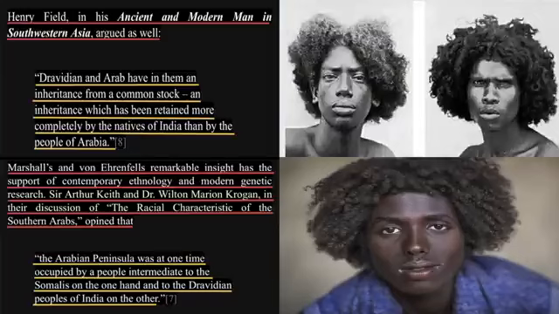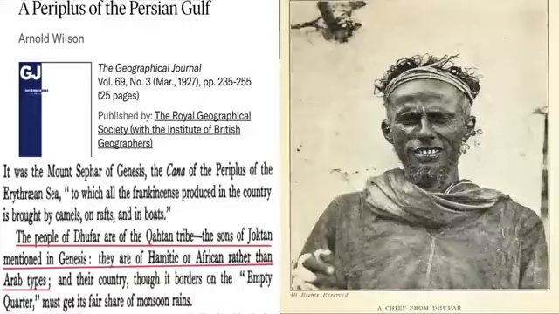And on the bottom right-hand side of the screen is a Somali. And so basically, like I said, they're saying that the original Arabian population was looking like a Dravidian or a Somali, something like a mix of the two, which is very interesting. And this is a quote dealing with the Jokhtanites, and it says, the people of Dhofar are of the Qahtan tribe, the sons of Joktan mentioned in Genesis. They are of Hamitic or African rather than Arab types. And there to the right-hand side of my screen is a chief from Dhofar.